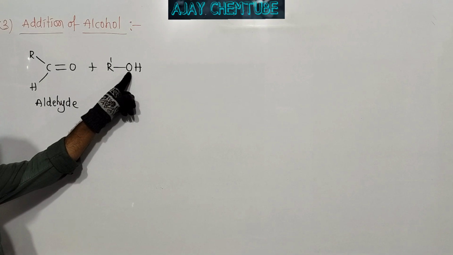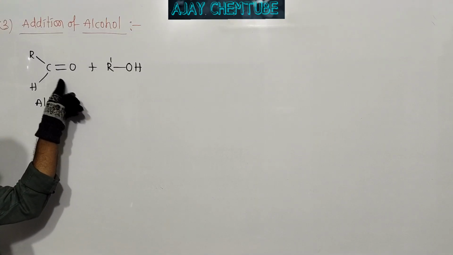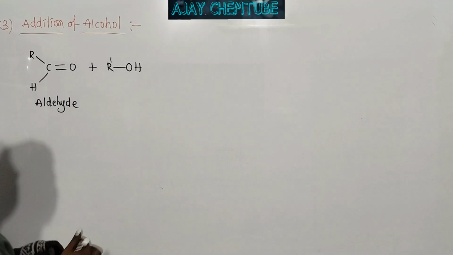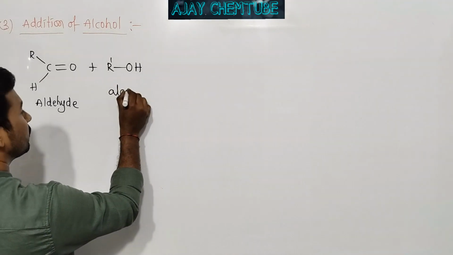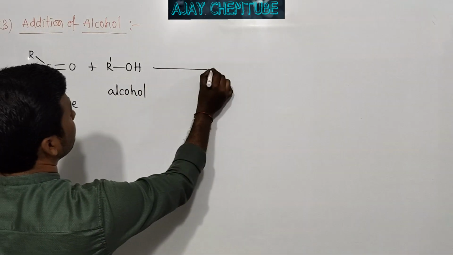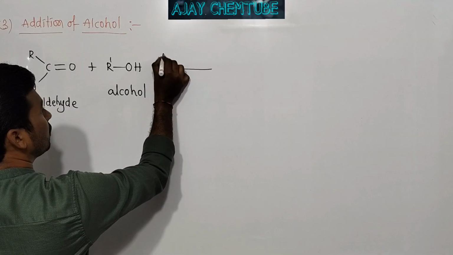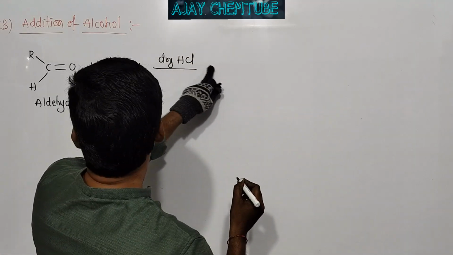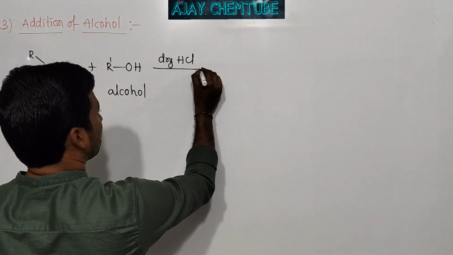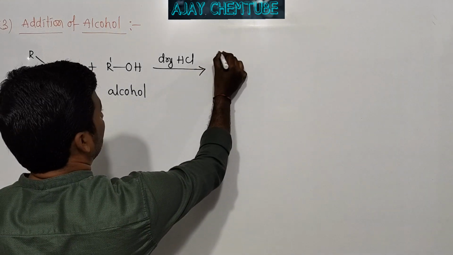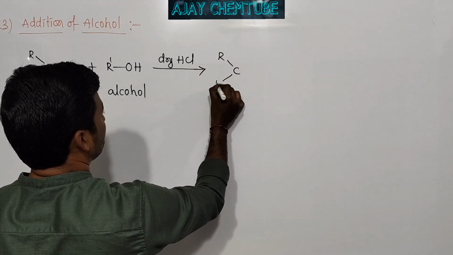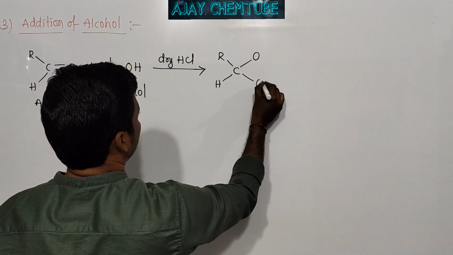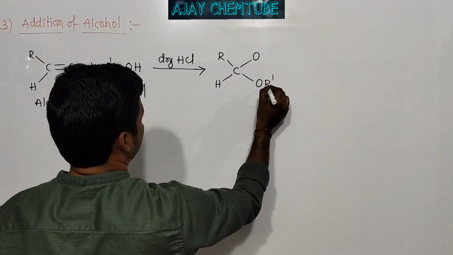To identify where the alkyl group from the alcohol is added, I labeled it here. This is the alcohol. This reaction takes place in the presence of dry HCl. Okay, here what is formed? R, C, H, this becomes O, this becomes OR prime.